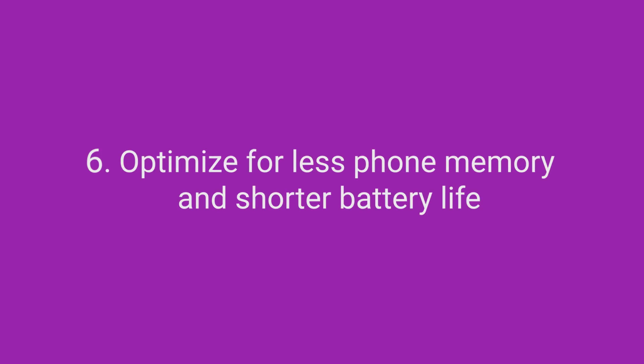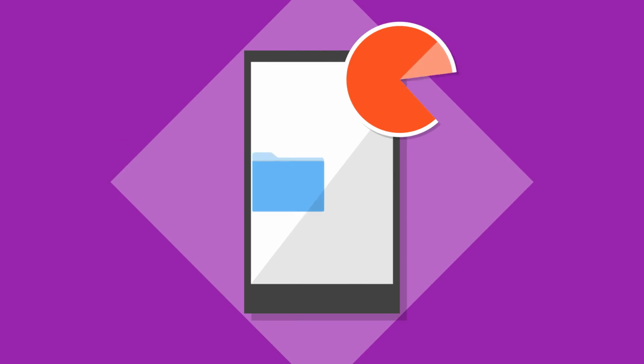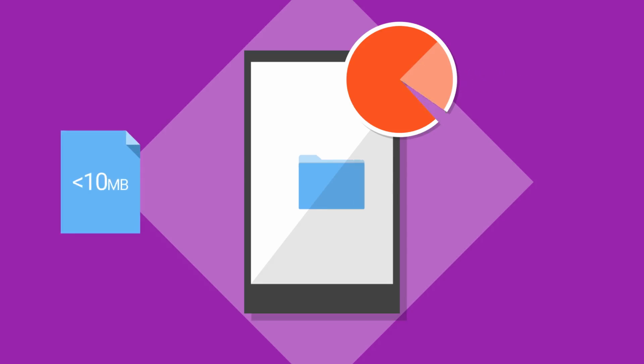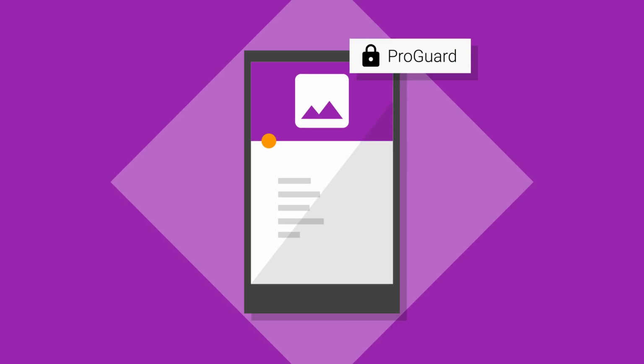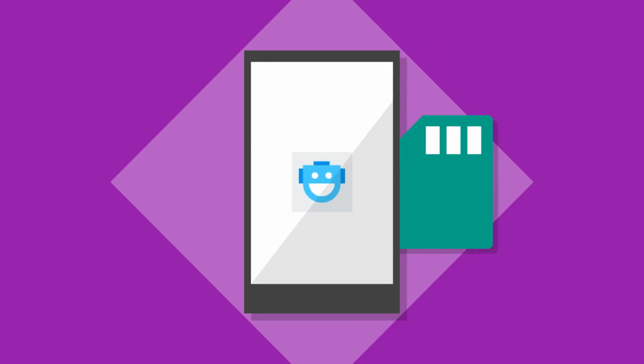Optimize for less phone memory and shorter battery life. Your user's phone may have 512 megabytes of internal memory or less, so apps need to be efficient with memory usage. Also, disk space is lower than developed markets, so keep your APK size under 10 megabytes. Optimize the contents of your APK by using highly targeted images, mobile-optimized libraries, remove redundant content, and enable ProGuard to strip out unused code. Also, make sure your app can run from SD card storage.